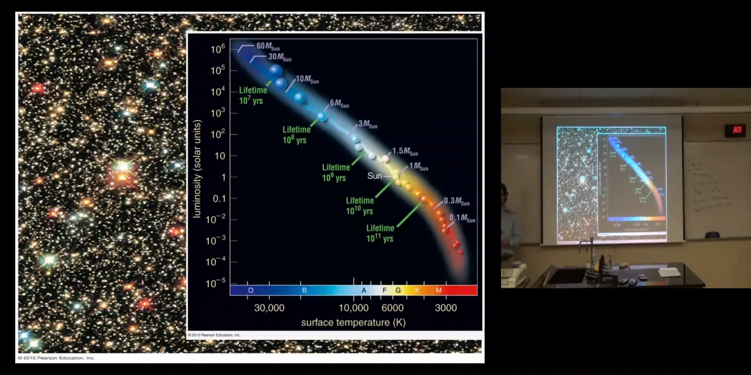Other questions? Is it worth doing another example of reading the HR diagram? Okay. So let's pick star B, and let's make star B this one, right above the orange one. There, if you can't see.